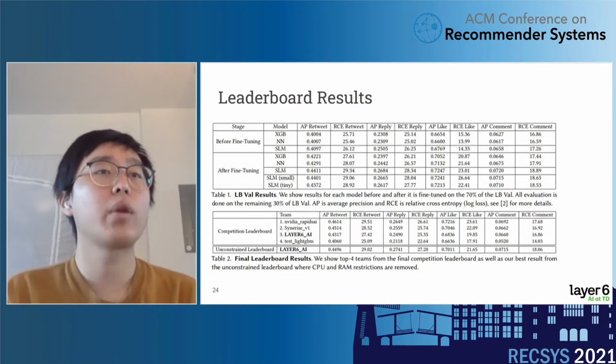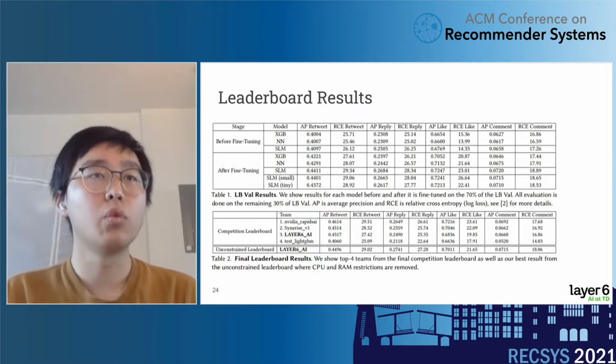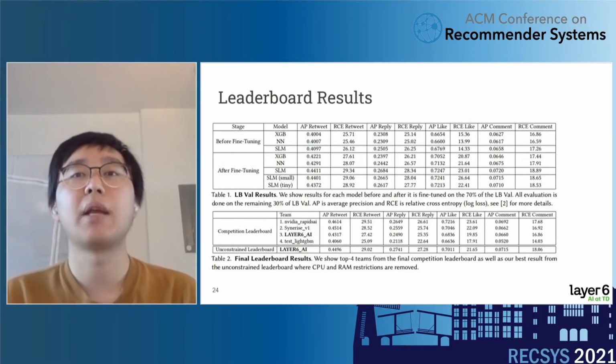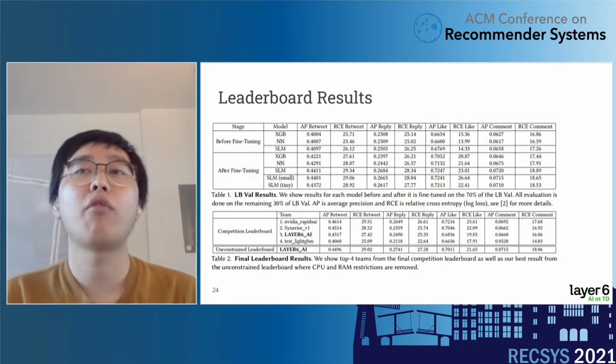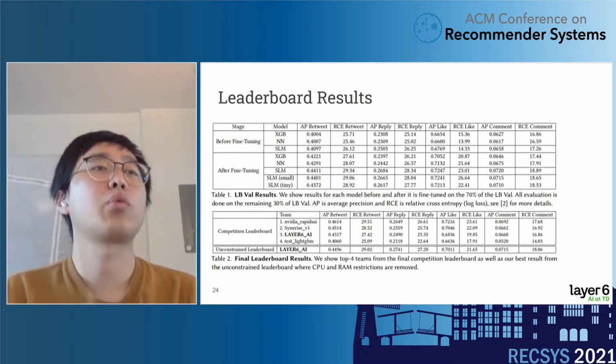From the first table, we can see that adding a language model to the neural network, which is referred to as the SLM model, leads to a huge boost in both stages, before fine-tuning and after fine-tuning, across all 4 different types of engagement. And the second table is the final leaderboard results.